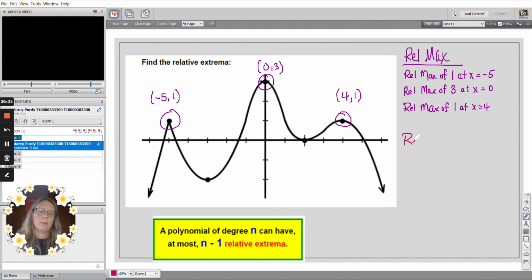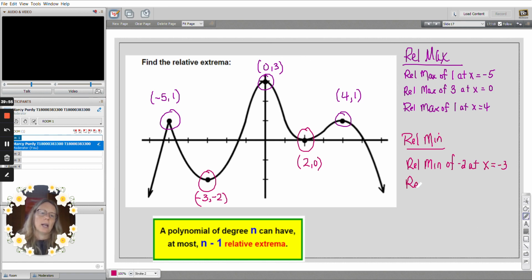Let's talk about the relative min. So that would be these two. This point is -3, -2, and this point is 2, 0. So we have a relative min of -2 at x equals -3, and we have a relative min of 0 at x equals 2. So again, guys, the y coordinates are the max or min because they're the heights. And then the x coordinates are where those max and mins are occurring.